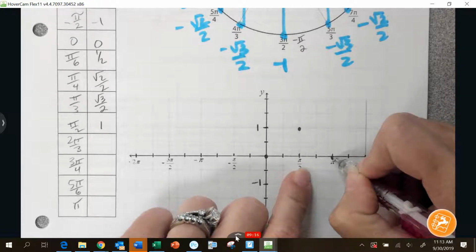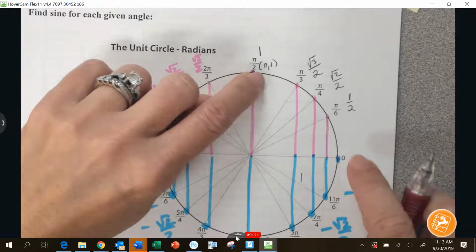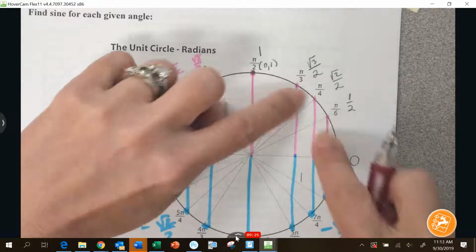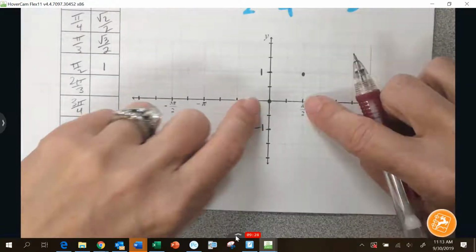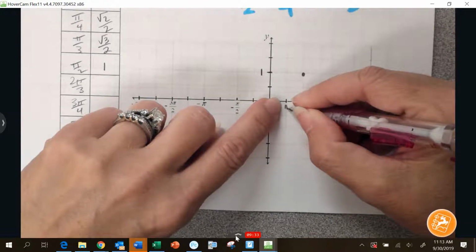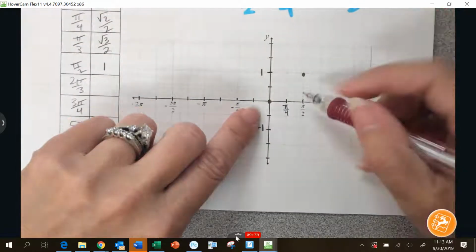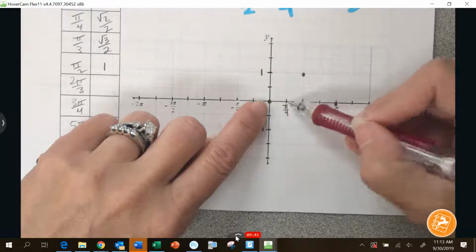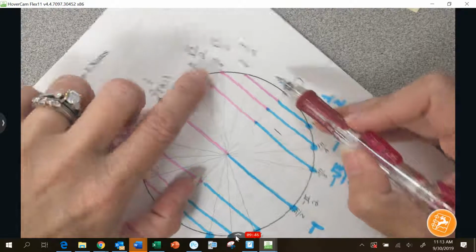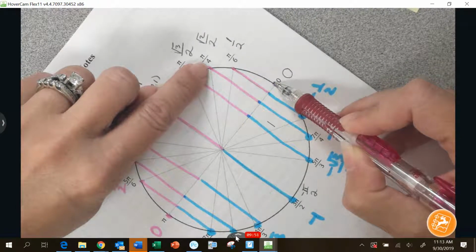Pi over 6 would be easy to graph, and in this quadrant, right in the middle between 0 and pi, right in the middle is pi over 4. So on this x-axis, in between 0 and pi over 2, right in the middle has to be pi over 4. They're going to be spaced the same. Is pi over 6, look at my circle, is pi over 6 exactly in the middle of 0 and pi over 4? Is it exactly in the middle?